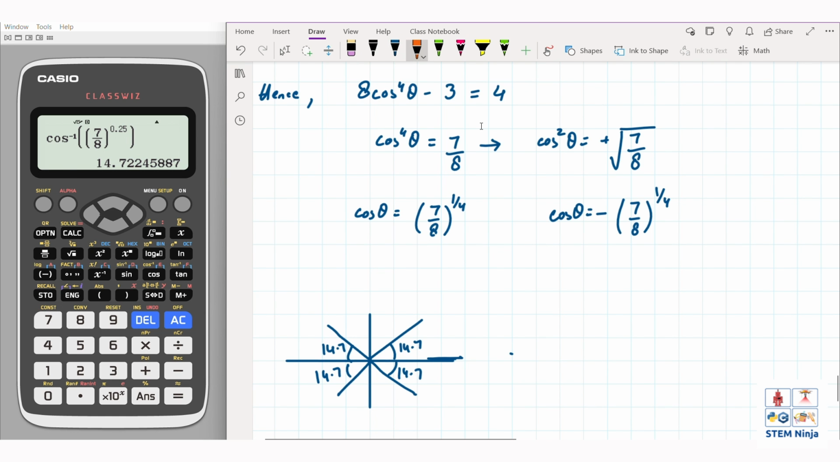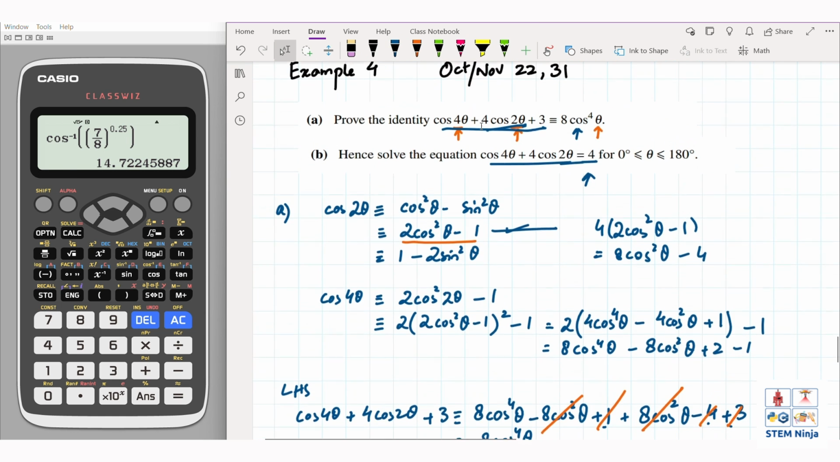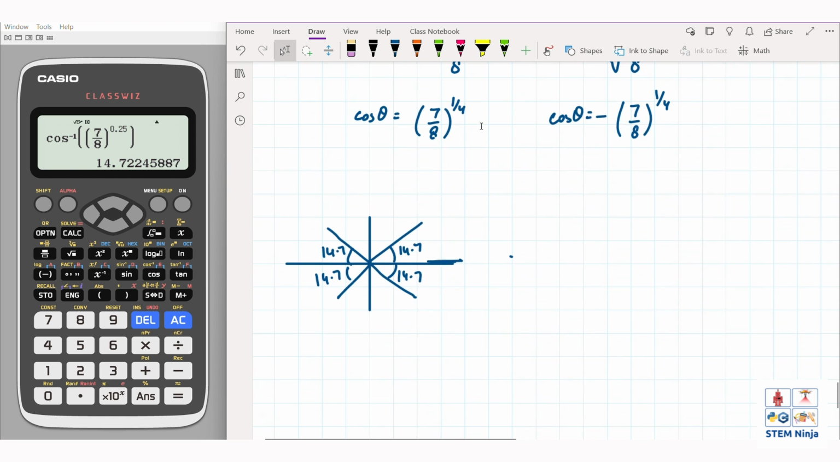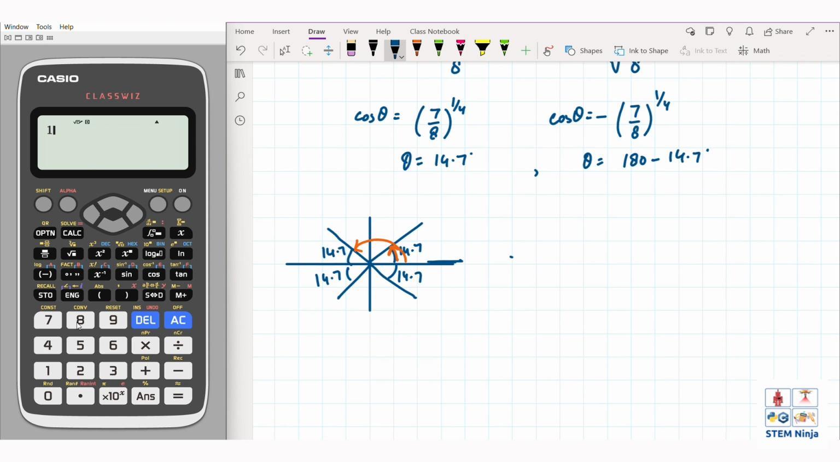So since we are asked for angles in between 0 to 180 degrees, we will only select 14.7 and 180 minus 14.7. So theta will be 14.7 degrees and 180 minus 14.7 degrees, which would be 165.3 degrees.